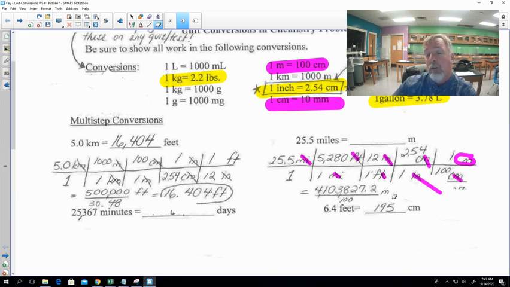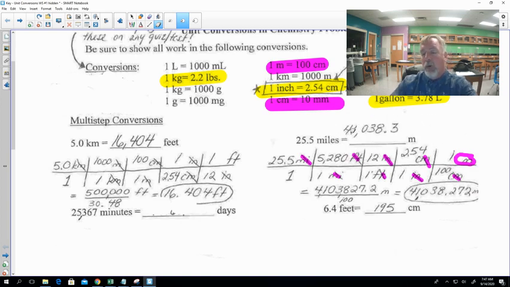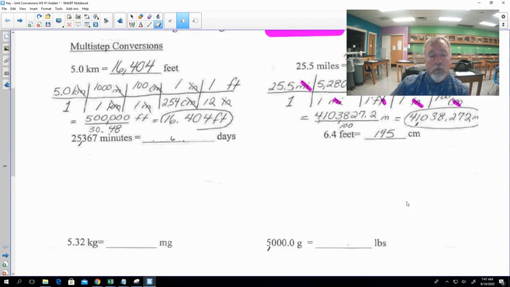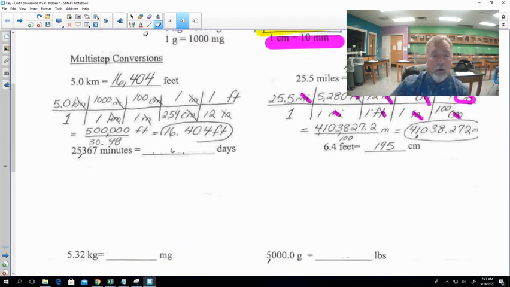So there we go. And then we just do our final step. Now we do that final division in our calculator, and we're going to see that our answer is 41,038.272. We're going to round that 0.272 to 0.3. We'll talk about that rounding a little bit later this week. And now we've got our answer. Okay, let's do these next ones much quicker. All right, what are we going to start with? We start with what we're given. We put it over 1.